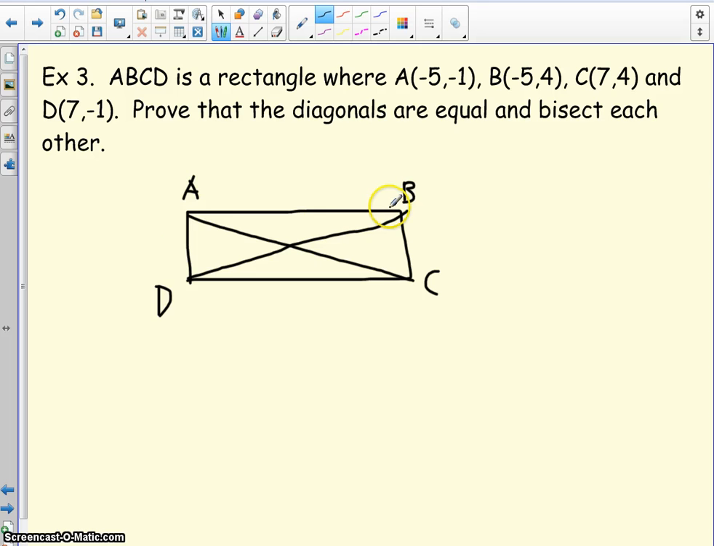So once you prove that these two lines right here are equal in length and that they bisect each other, bisect meaning they cut each other in half. So I'd like you to try doing that one on your own first, and I'll run through it together in part 2.